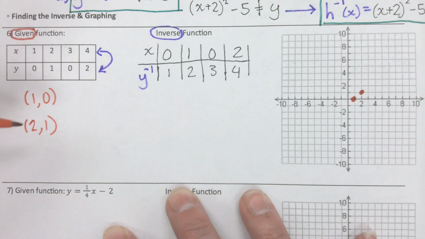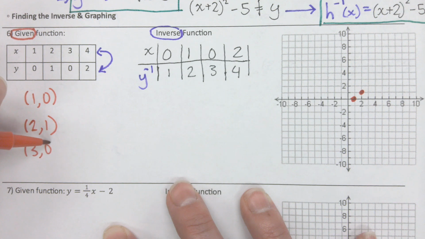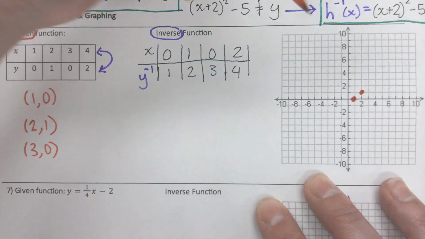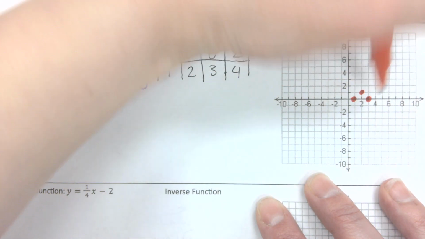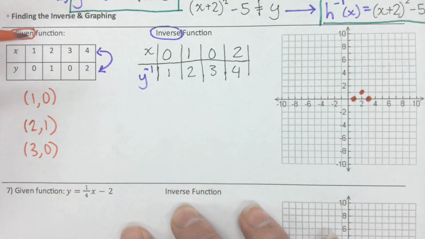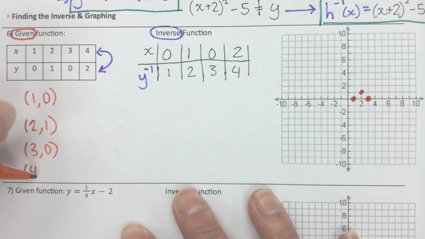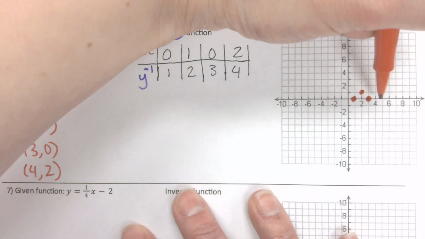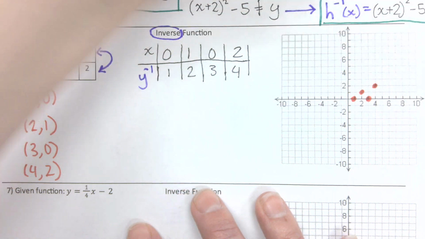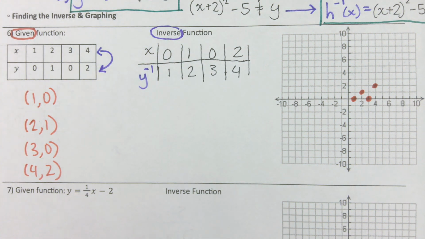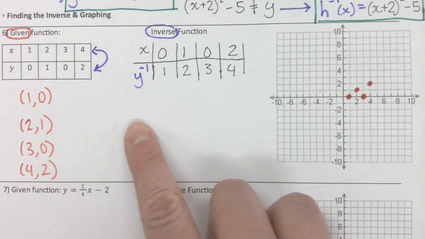Next point is 3, 0. 3 on the x-axis. Last point is 4, 2. Right 4, up 2. I'm going to do the same thing for the inverse function.